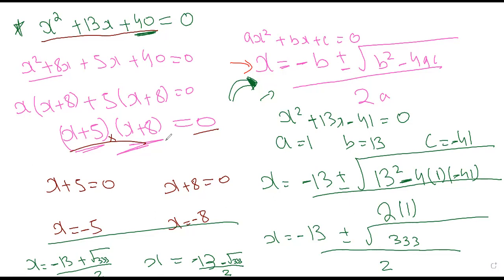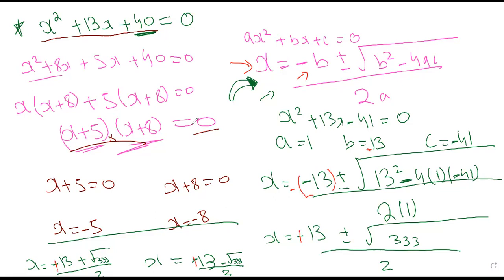If it was x square minus 13x minus 41, then we would have written minus minus 13, since we have minus b. Minus into b is plus 13. In that case, this would have been the case. So it would have been plus 13 and plus 13, right?